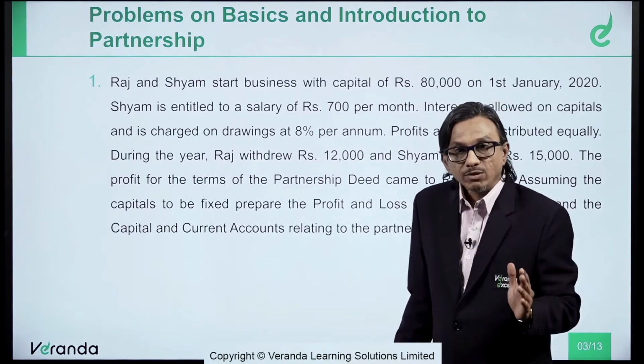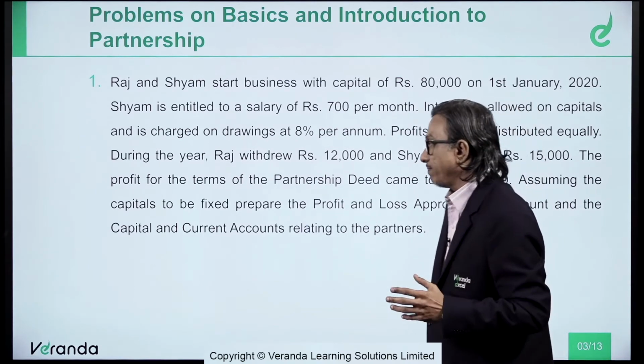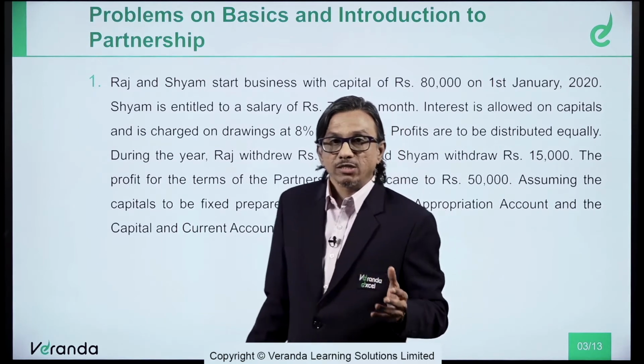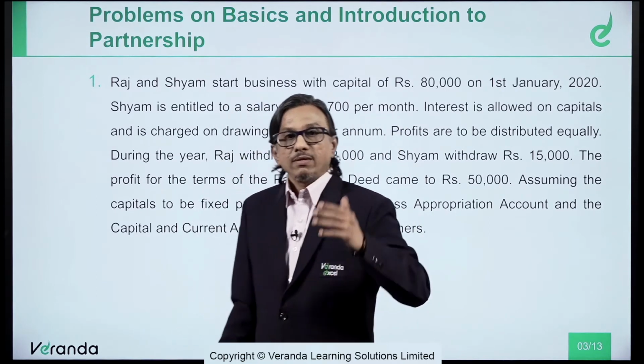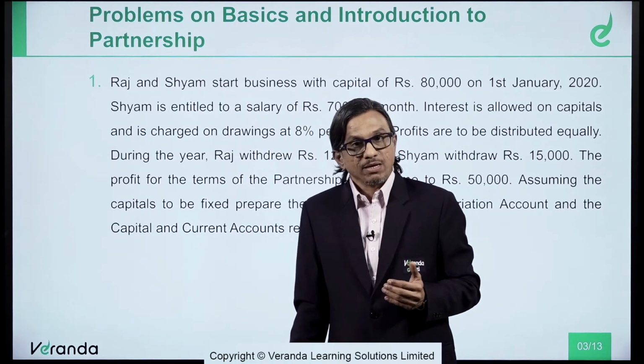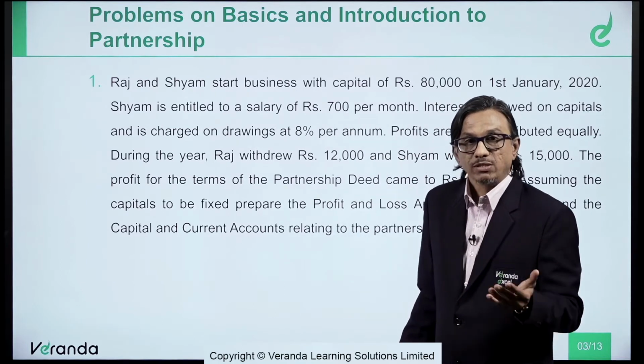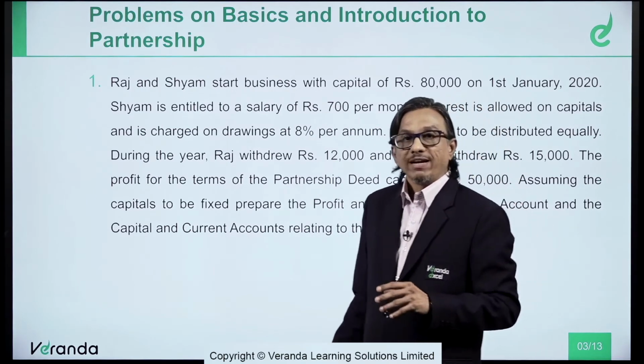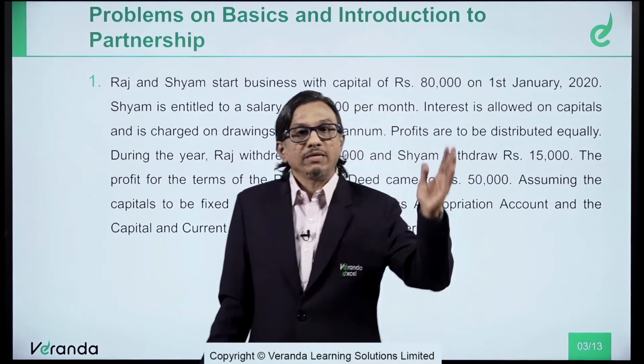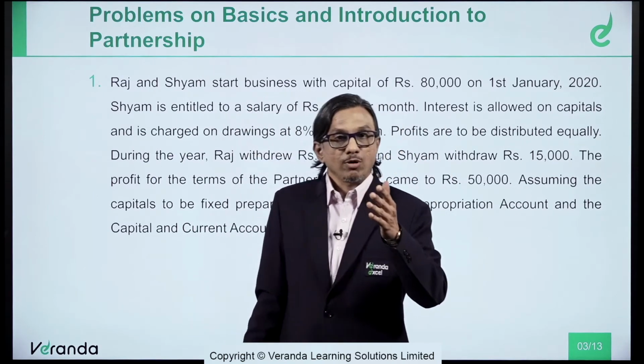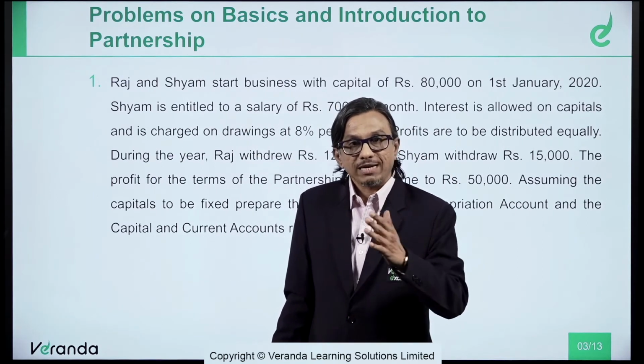So all these items, what is the profit made for the particular year, what is the salary paid to the partners, what is the interest on capital allowed to them, the interest on drawings charged on their capital accounts, if any transferred reserve is there, and finally, how you are dividing the profit among the partners. All these will be exhibited in a profit and loss appropriation account. So this problem is based on that, number 1.